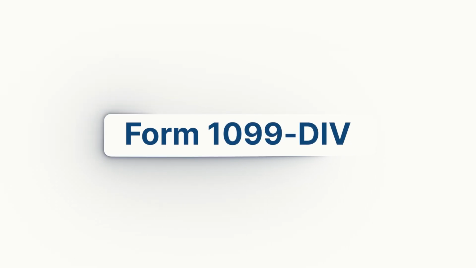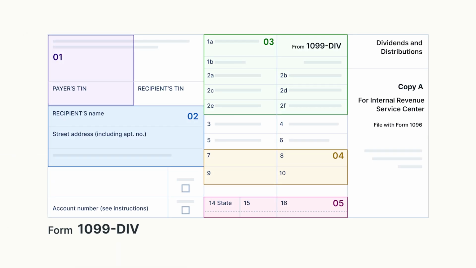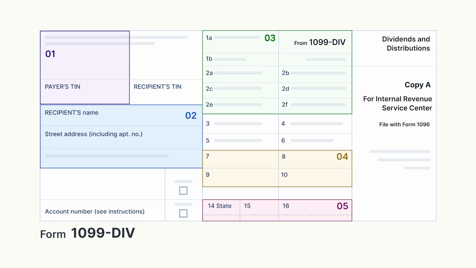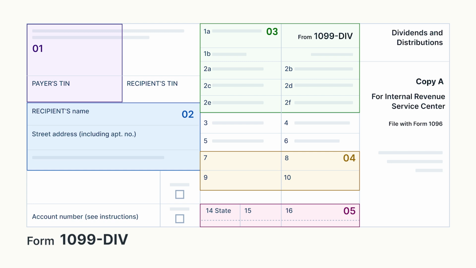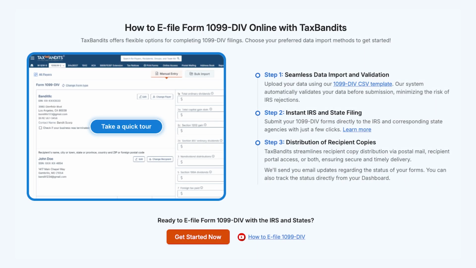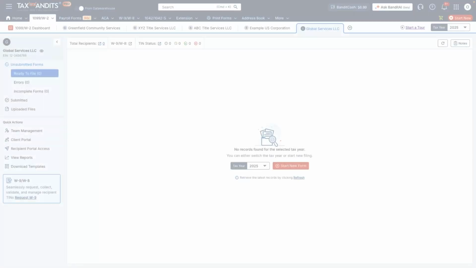Form 1099-DIV is an IRS information return used to report dividends and certain other distributions paid to individuals or entities during the tax year. It is typically filed by corporations, financial institutions, mutual funds, and other entities that distribute $10 or more in dividends or capital gain distributions. TaxBandits offers a secure, self-service e-filing platform that enables businesses, financial institutions, and tax professionals to prepare and file Form 1099-DIV accurately and on time.